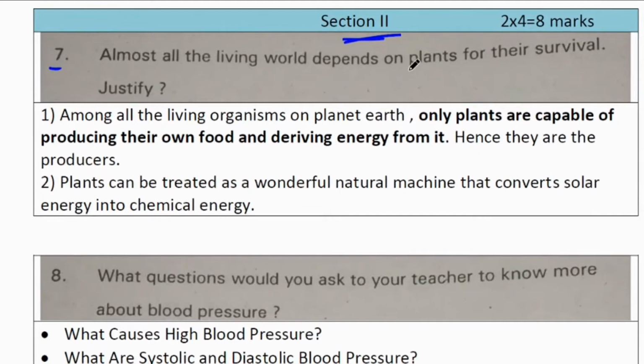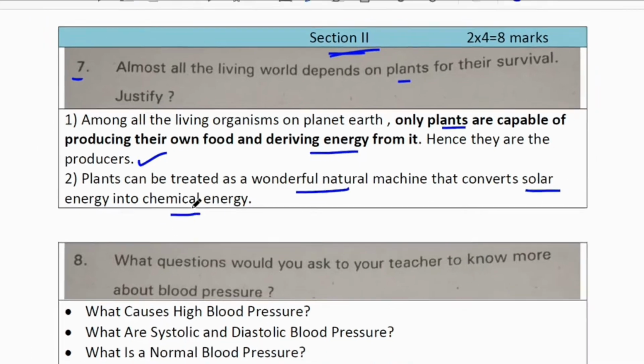Almost all the living world depends on plants for their survival. Justified. Among all the living organisms on planet Earth, only plants are capable of producing their own food and deriving energy from it. Hence, they are the producers. Plants can be treated as a wonderful natural machine that converts solar energy into chemical energy.